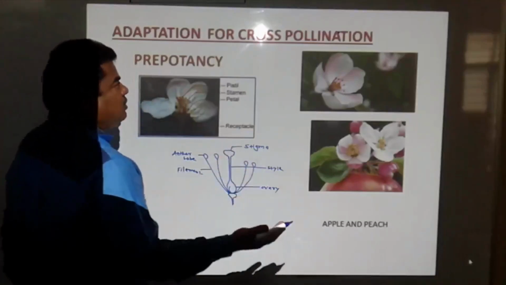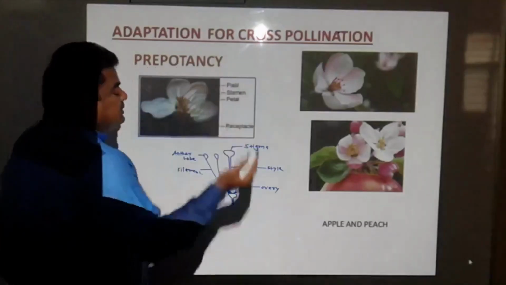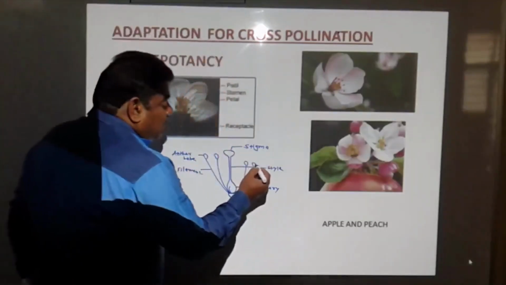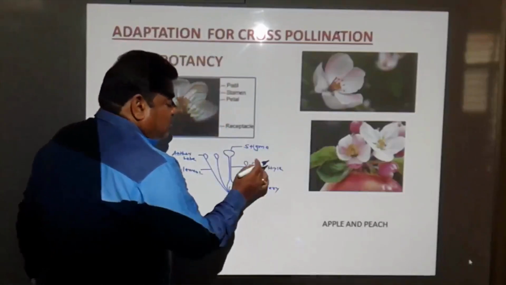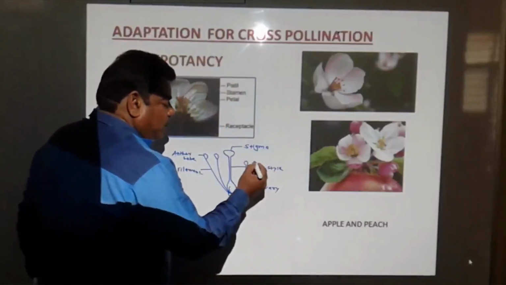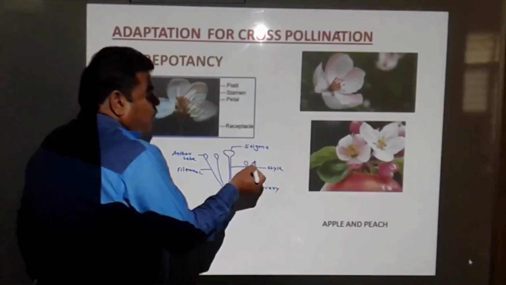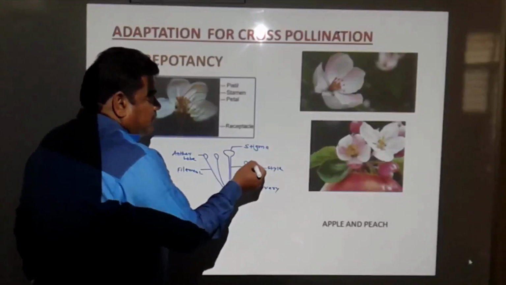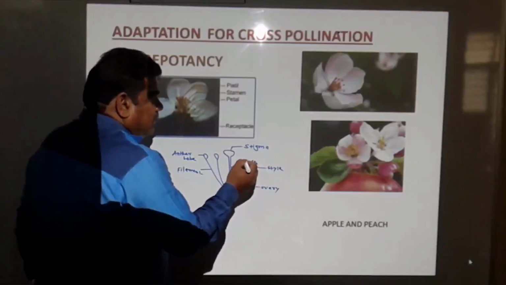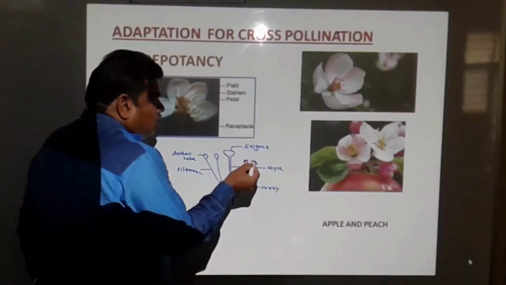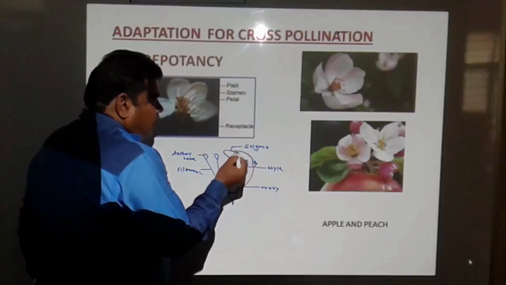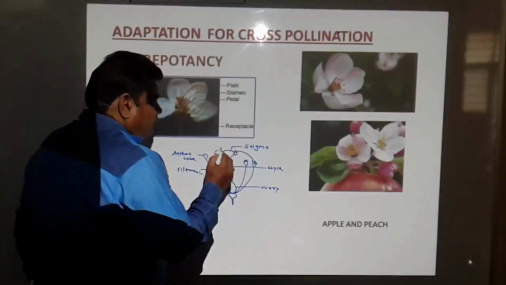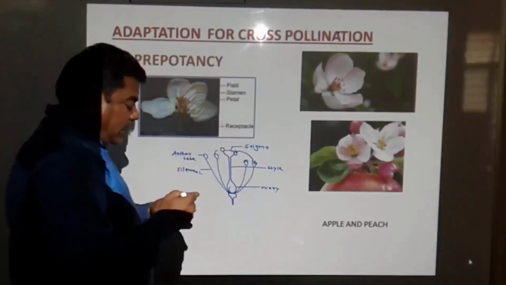Then this flower is a bisexual flower, but here prepotency is there. Prepotency means when the anther lobe matures, it dehisces and releases the pollen grain. This pollen grain from the stamen gets transferred from the anther lobe to the receptive stigma of the same flower. Now what happens here?